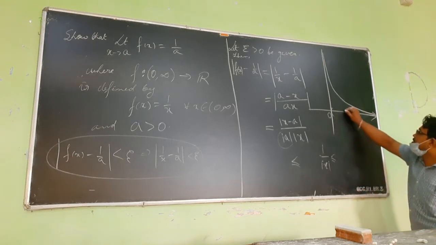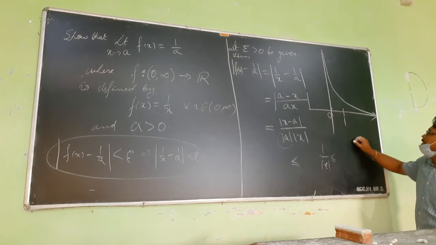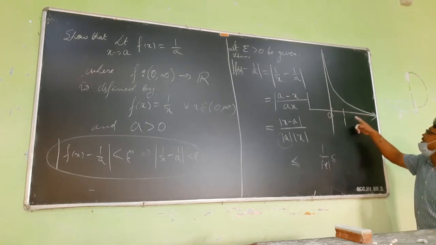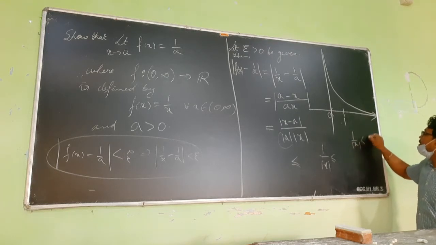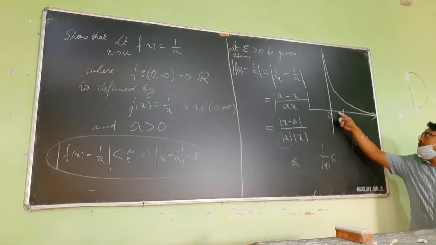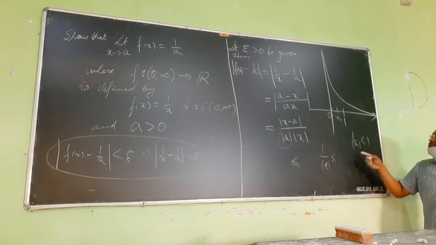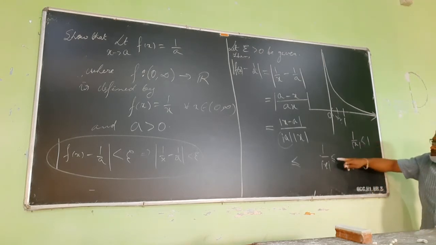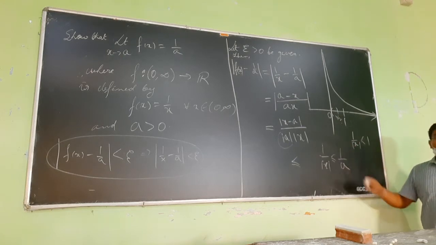Suppose the point a is the point 1. So for every point inside this, is it true that 1 by mod x is less than 1? No. For every point it's not true, because if you take something like half, 1 by mod half will be 2. 2 is not less than 1. So for every point this may not be true. I cannot write this is less than 1 by mod a for every point.